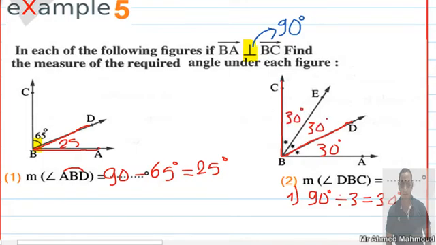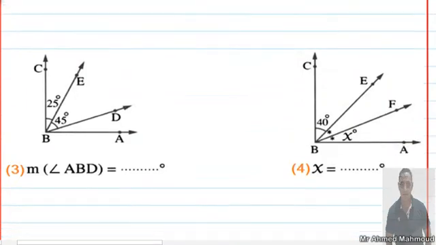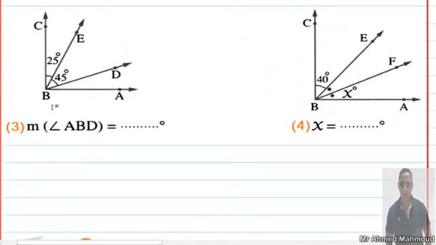Angle DBC, as we see, includes 30 and 30, then it's equal to 60 degrees. Again, angle DBC equals 30 plus 30, which equals 60 degrees. The next one, here we have angle ABD, like this. This is angle ABD, the required angle.